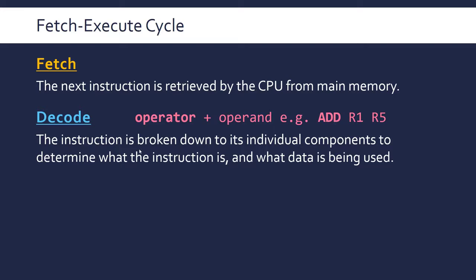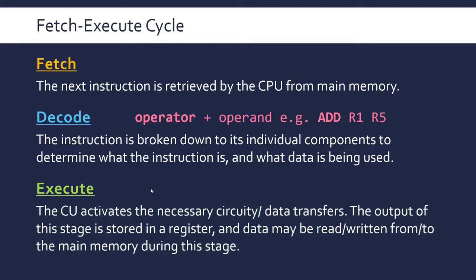Depending on what the operator is, it's relevant for the execute stage where the instruction is actually executed. Here, the CPU will use the information it's got from the decoding stage to activate the necessary circuitry in the ALU, or if it needs more data, or if it needs to transfer to or from registers like it does in this case, it will do it in the execute stage, and this is all done by the control unit. But the actual execution of the instructions is done by the ALU, and the output of this is stored in a register, or may be stored in a register, and also any other data may be read or written to registers or main memory.